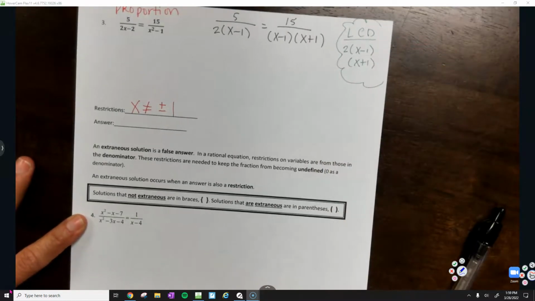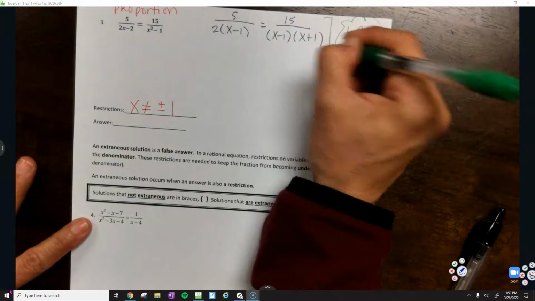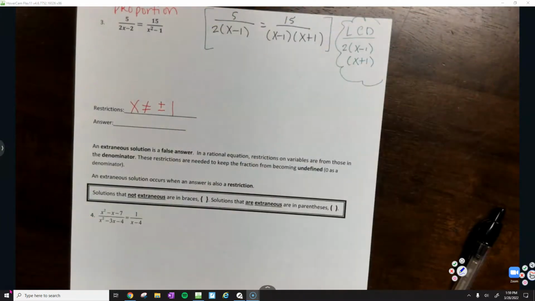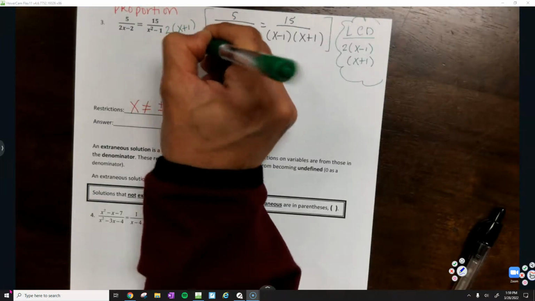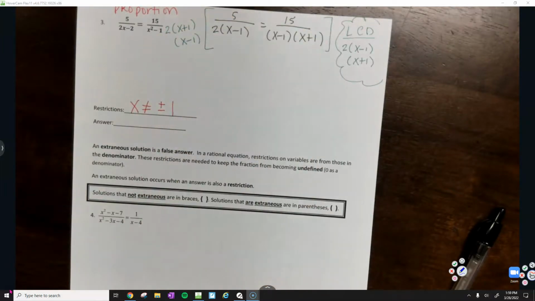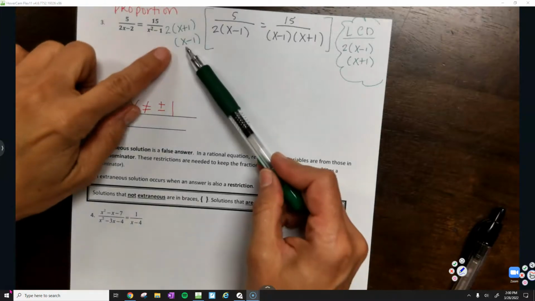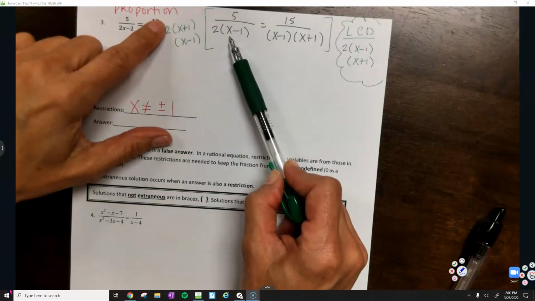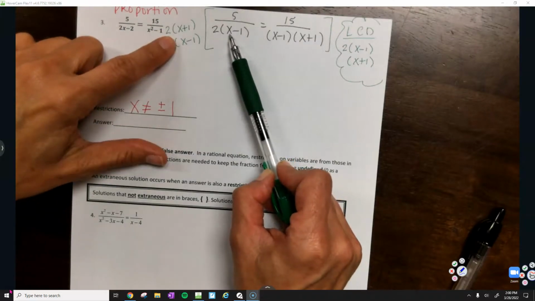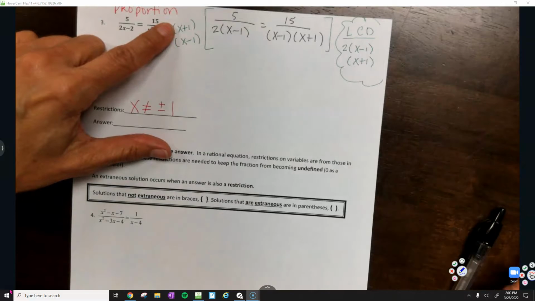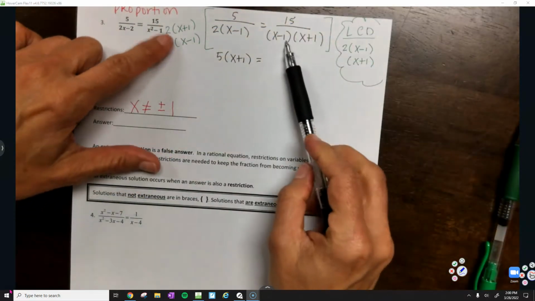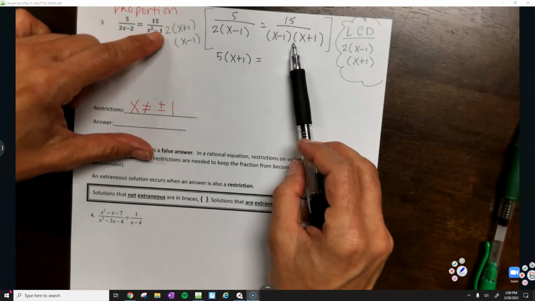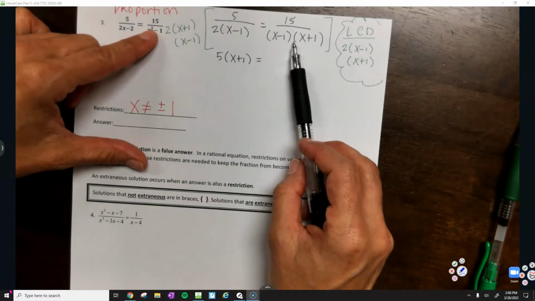Now remember, our LCD serves a different purpose here, so we're going to put the whole entire equation in brackets, and we're going to multiply by the LCD. So there it is. I'm multiplying by the LCD. Remember, it's about what does not cancel out. So when I multiply this to the first fraction, the 2 and the x minus 1 are going to get canceled out. So the 5 is going to be multiplied by the x plus 1. On the other side, all of the parentheses cancel out. So do y'all know what the 15 is going to be multiplied by? 2. Yeah, good job.